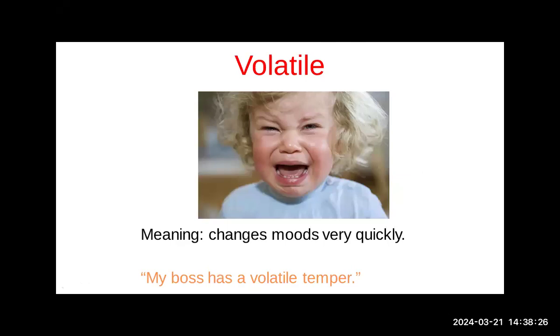And this one, volatile, just means they change their mood very quickly. Right? So maybe they were happy one second ago, and then they get angry, like Jimmy. Jimmy, that person just throws the chair. Yeah, he's very volatile. You don't know when they're going to change that temper, right?